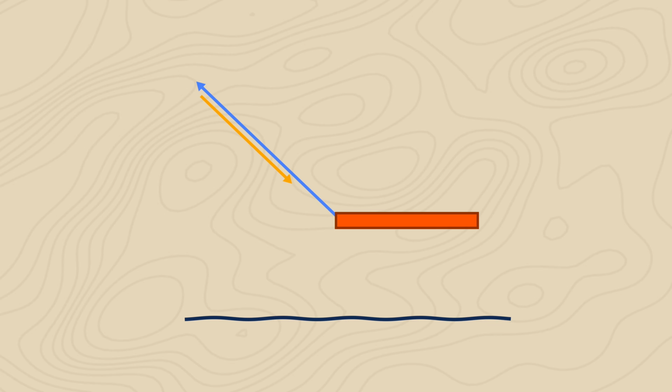It can also bounce off the road surface, travel to the water, and then back to the antenna. This is a double bounce. Finally, the signal can first bounce off the water, reflect on the road surface, back to the water, and then back to our antenna. And as you might have guessed, this is a triple bounce.